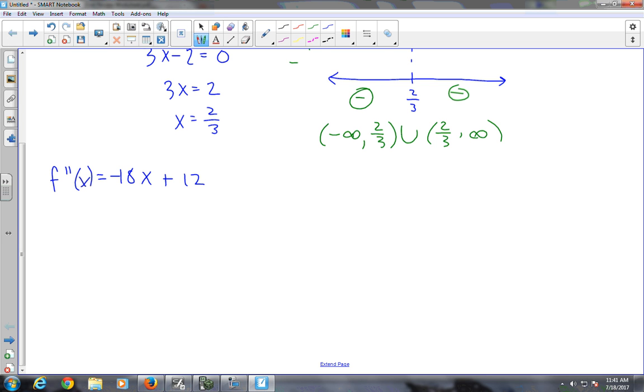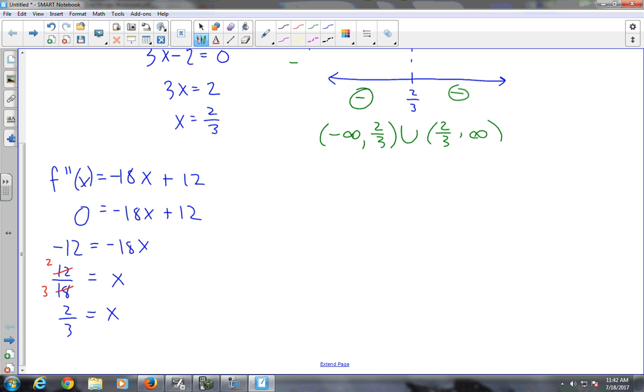All right, set it equal to 0 as we did our first derivative. And this is just a little linear function, so we can solve for x directly. Subtract 12 from both sides. Divide both sides by negative 18. We'd end up with positive 12 over 18, which reduces to, let's see, 6 goes into 12 twice, 6 goes into 18 3 times. So our potential inflection point here is x equals 2/3.